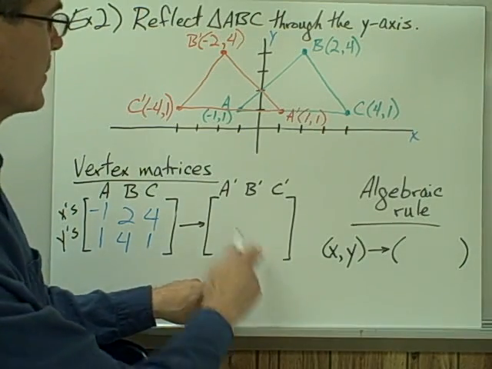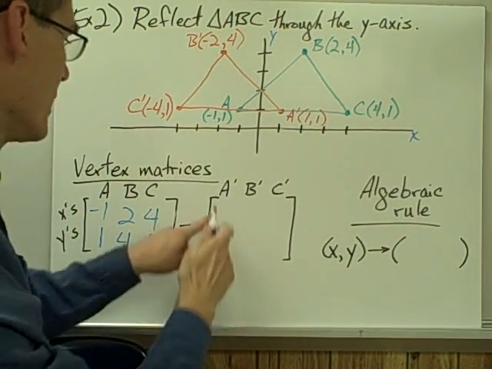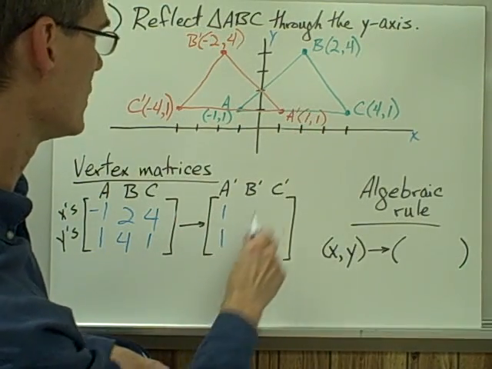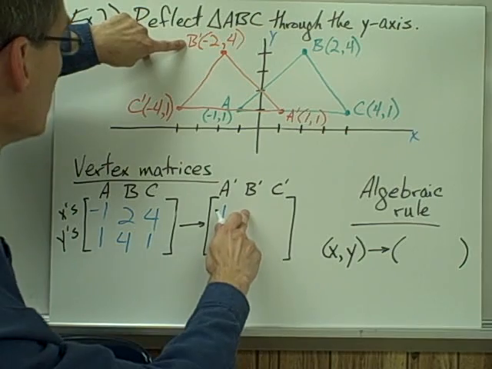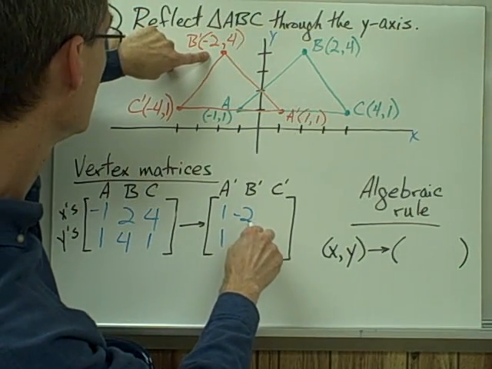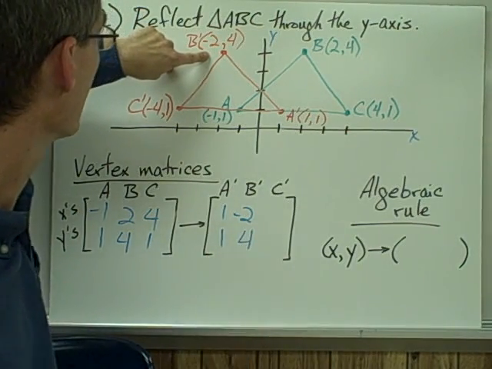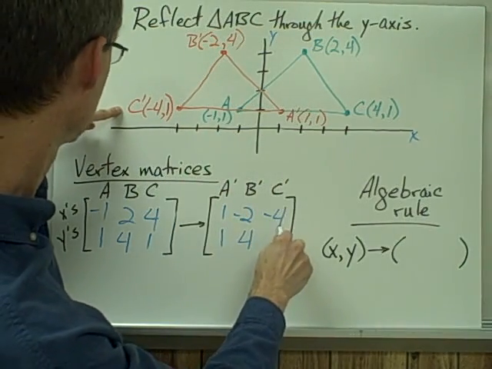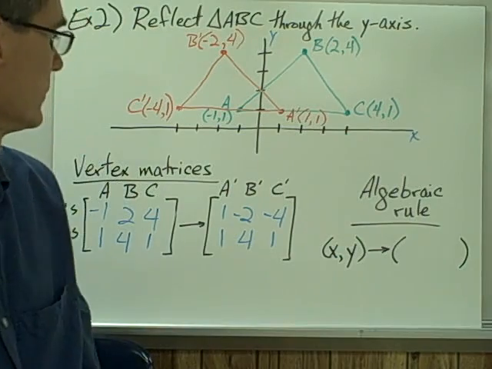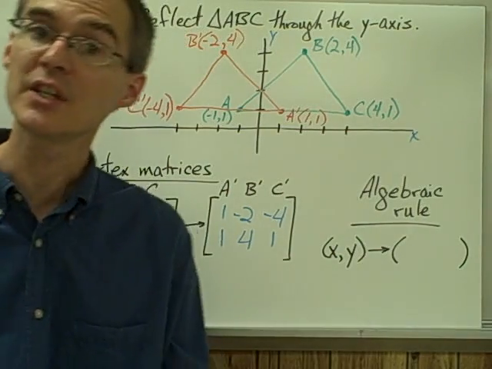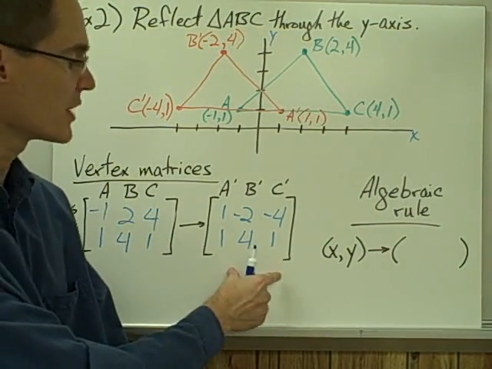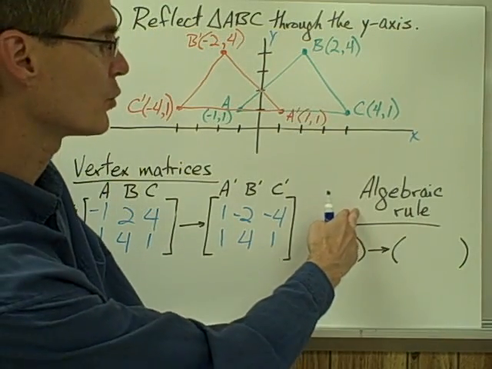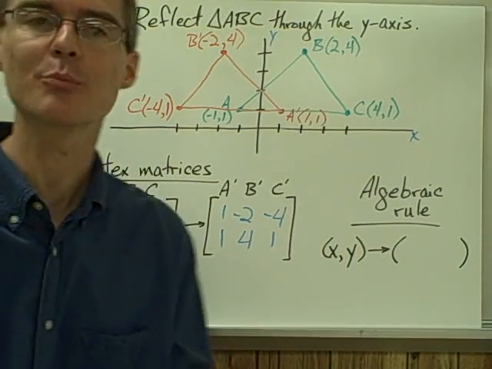And my transformed image, A prime, B prime, C prime, let's see, A prime is right here. That's the coordinates 1, 1. B prime is -2, 4. And C prime is -4, 1. So now I've expressed my given image and my transformed image in terms of matrices. Now I just need to write down what my algebraic rule is.